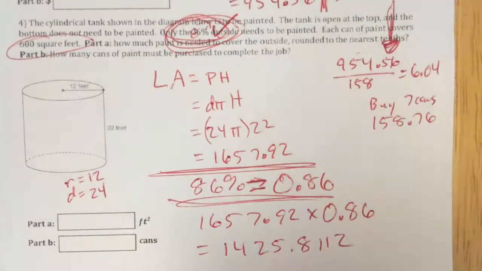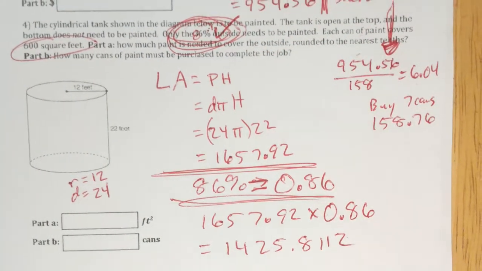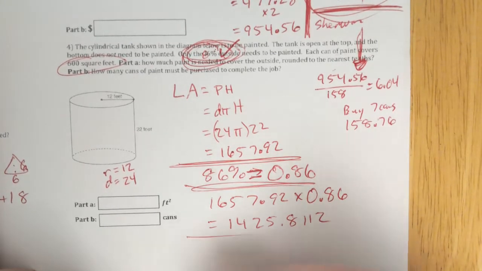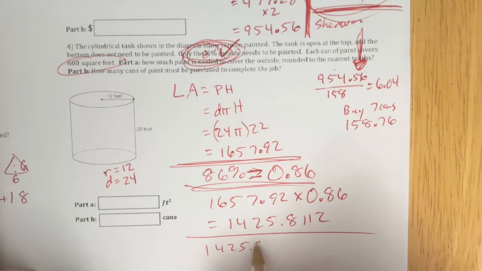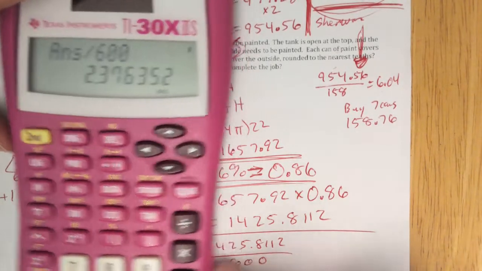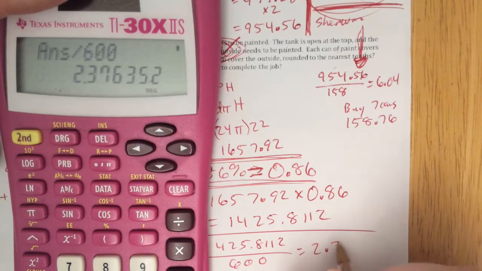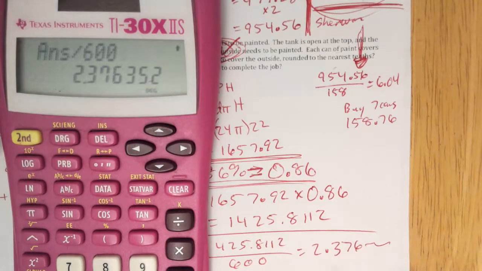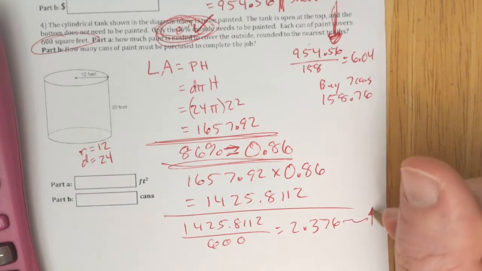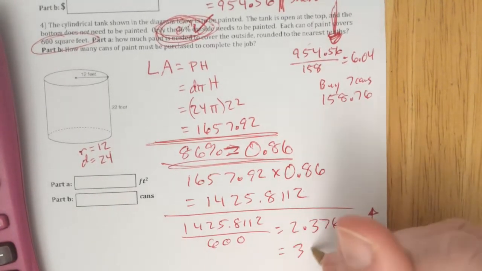Now we have to take care of the 600 square feet because we want to know how many cans, right? So we're going to take that 1425.8112 and divide it by 600. And we pop out with 2.376 and so on, right? So how many cans would you have to purchase? No one's going to sell you 2.3, but you need 2.3. So you would always round up when you're purchasing something. So that would be 3 cans.